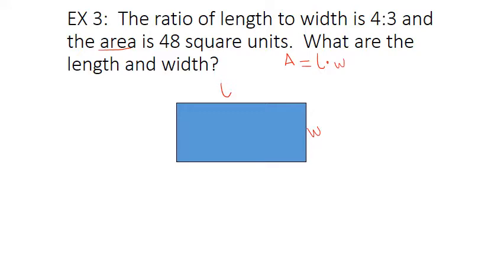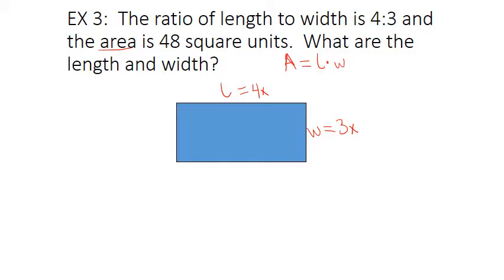So they also told us that the ratio of length to width is 4 to 3. But we don't know if the length is exactly 4. It could be 4 times another number. Either way, the relationship between the length and the width, those two sides, is 4 to 3. So in order to know what the true length is, we have to find x. So we're going to say length is equal to 4x and width is equal to 3x.